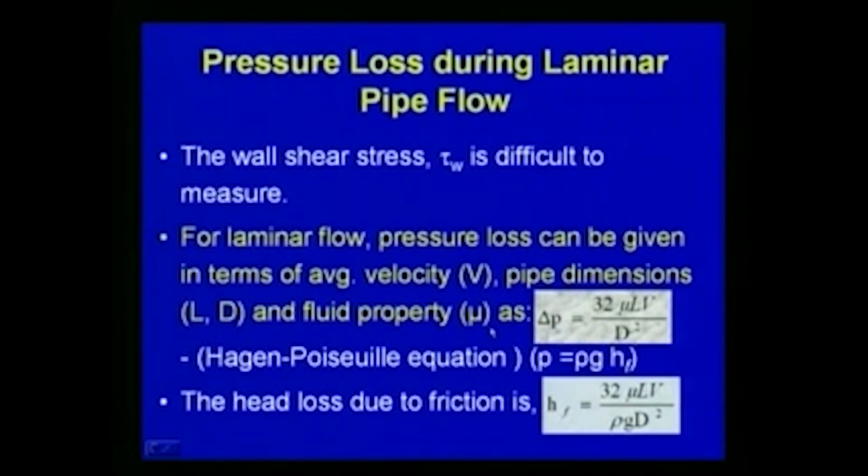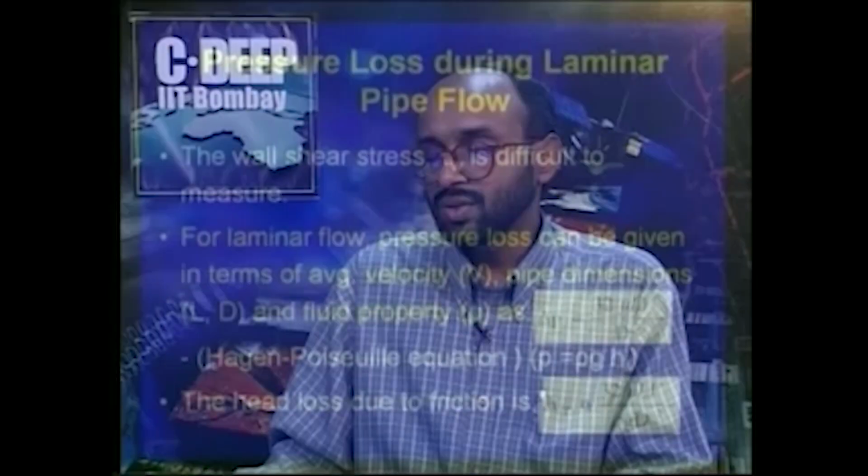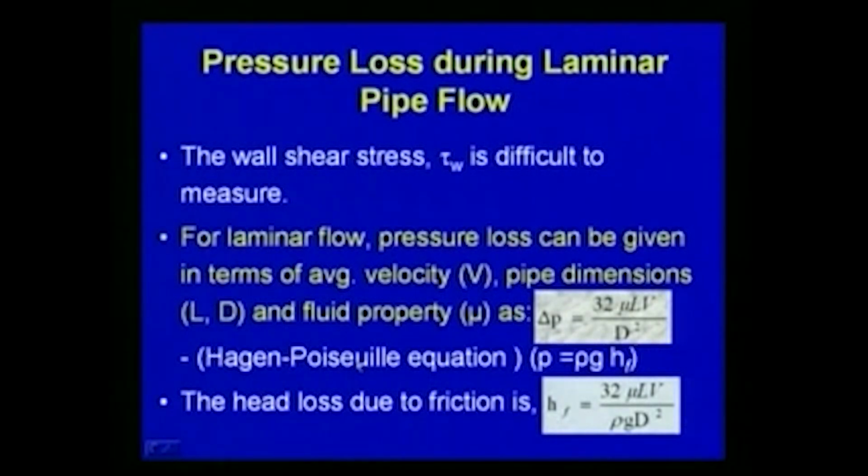So, the head loss with respect to the changes in pressure, we can write as Hf is equal to 32 mu L V by rho g d square, where V is the average velocity of flow and d is the diameter, mu is the coefficient of dynamic viscosity, L is the length, g is the acceleration due to gravity, and rho is the density of the fluid. So, this gives the Hagen-Poiseuille equation, and this gives the equation for the pressure loss or the head loss with respect to laminar pipe flow.